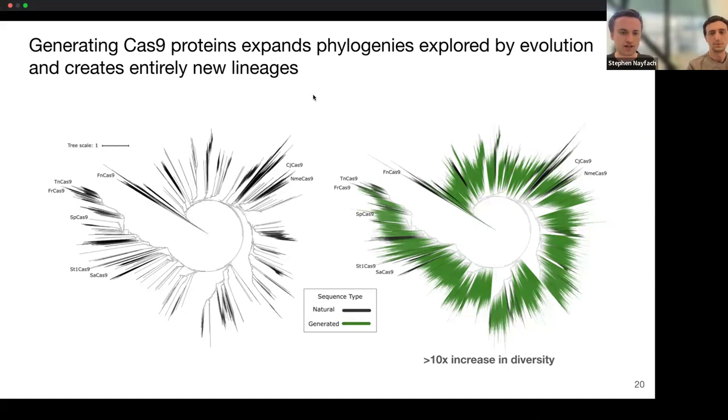And if you look really closely at the tree on the left, you can see lots of little nicks in the tree. These are cases where generated proteins have created new branches that weren't explored by evolution. So not only can we add more resolution to paths that evolution did explore, we can create entirely new paths and lineages that might have highly functional genome editors for specific applications.